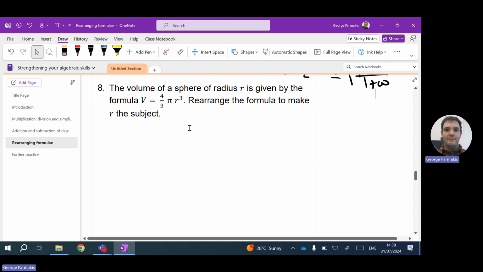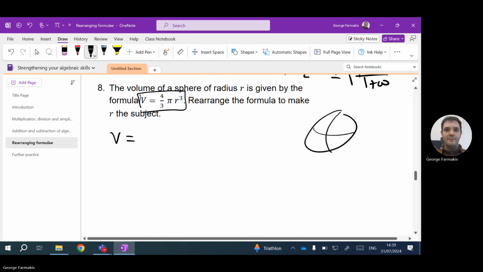Okay, so let's now move on to the next example. So 8, we have the volume of a sphere of radius r. This is given by this formula. So the volume of a sphere, so if you have a sphere, the volume is 4 over 3 pi r to the power of 3 for the radius. So we want to rearrange the formula to make r the subject.